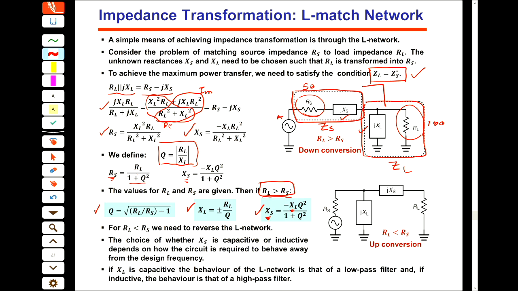Also, if we want to have the condition RL less than RS, I leave this to you. You can again draw this circuit. I mean, put these two components the other way around. Just move the position of these two. And then for RL less than RS, this circuit is the answer.